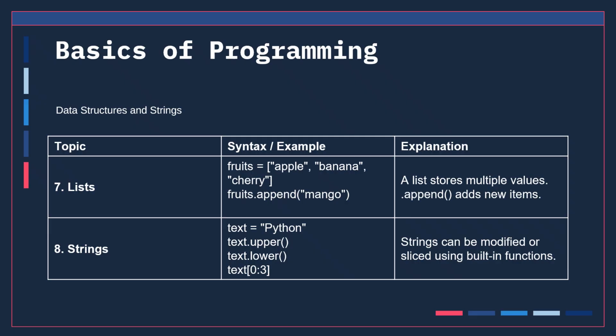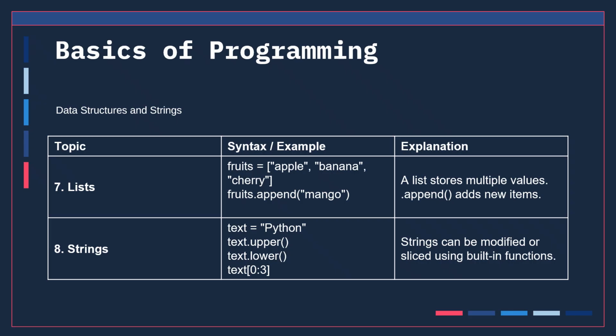For a list, you're using this as a variable name, equal to your list values, which will be in square brackets. A list stores multiple values. The list's usage is to store multiple values. For that purpose you are using the list. So there is some syntax like fruits equal to square brackets. In the square brackets these are the string values, so you use them in double quotes.